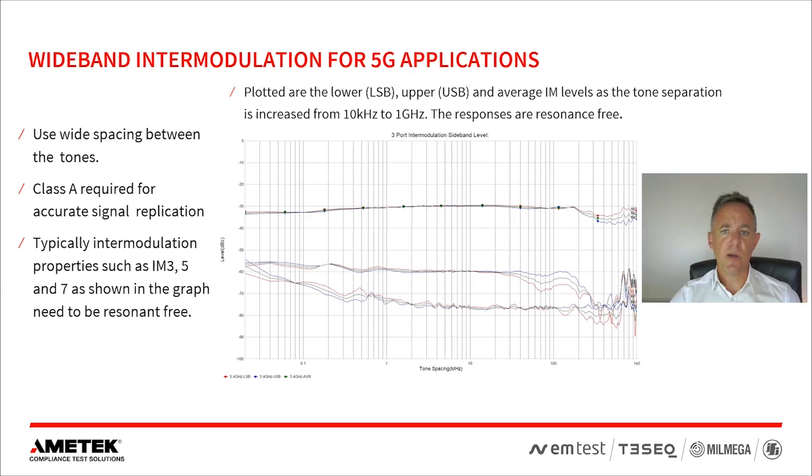A typical OFDM modulated signal actually appears as a noisy band-limited response in the frequency domain, so IM measurements are a quick way to display the amplifier linearity over a wide bandwidth. As a result, this type of application requires Class A accurate replication of this complex modulation to test the infrastructure components.